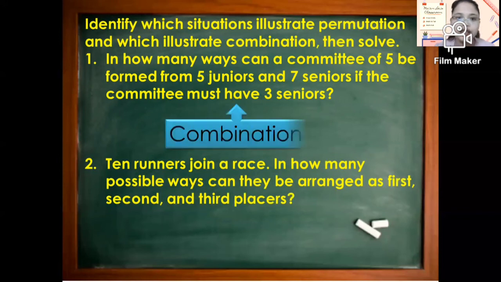Ang number 1 ay combination. Okay? Kasi wala namang specific order na hinahanap dyan. Basta kailangan lang nila ng ilan? 5 na committee. Committee of 5. Mula doon sa 5 na junior at sa 7 na seniors. Pero may condition lang sila na kailangan sa 5 committees na yun ay 3 ang seniors. So that will be combination.